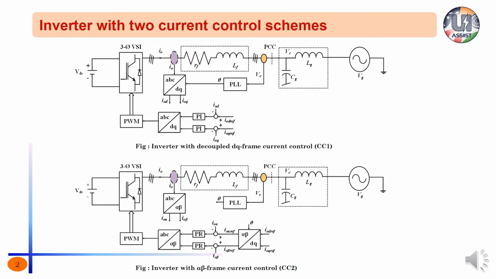Here, an inverter with two different current control schemes is considered for study. One is decoupled DQ frame current control, which is designated as CC1, current controller 1. And the second one is alpha beta frame current control, which is designated as current controller 2, that is CC2. Both the current control schemes employ a synchronous reference frame PLL for grid synchronization. But the impact that the PLL has on the output impedance of the inverter is different with respect to CC1 and CC2.